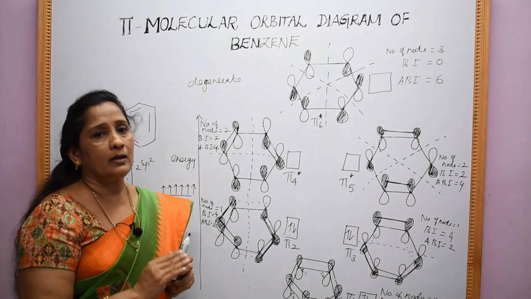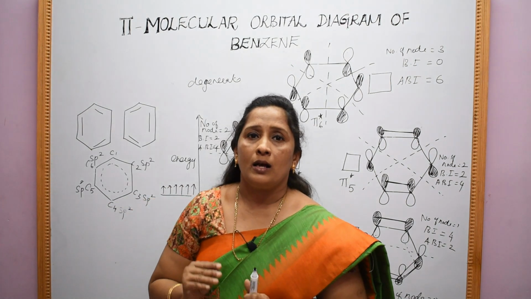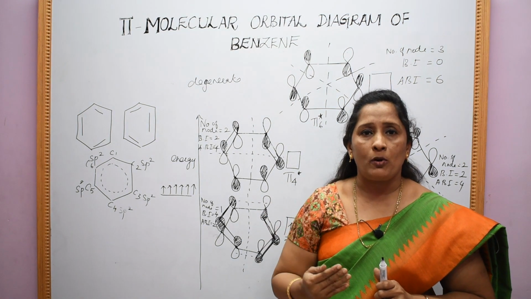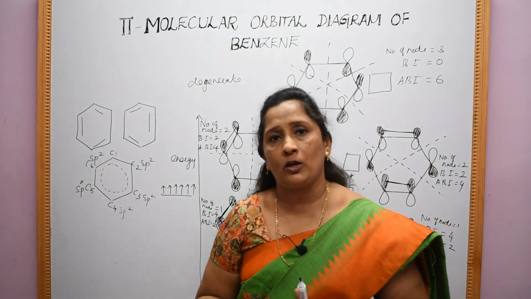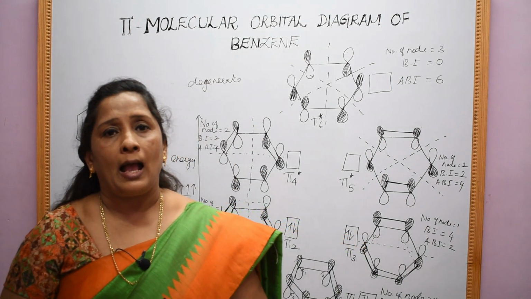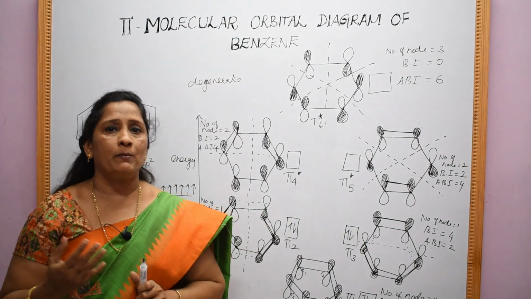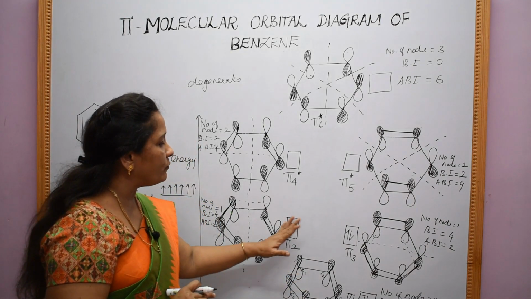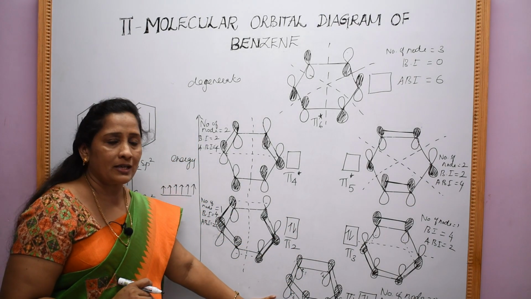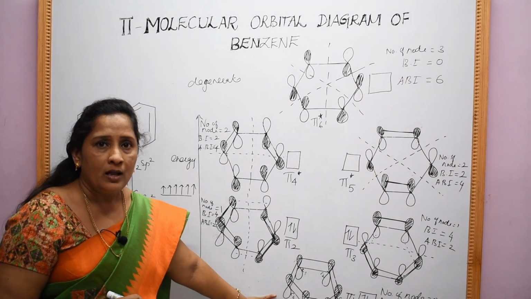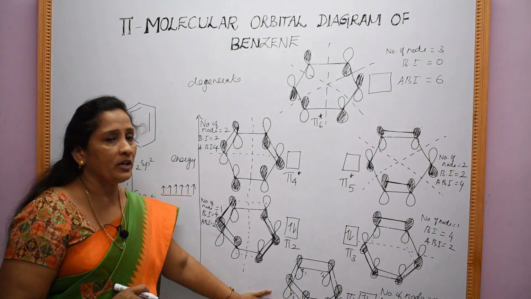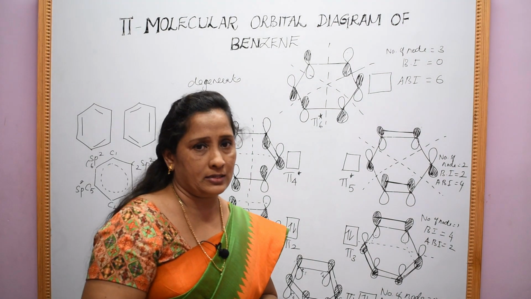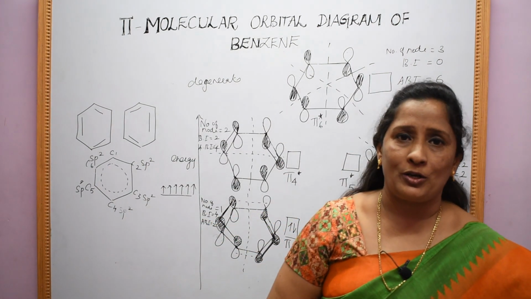So in this class we have seen the pi molecular orbital diagram of benzene. We have 6 pi molecular orbitals in the benzene ring, and out of these 6 pi molecular orbitals, 3 are bonding and 3 are anti-bonding. We have found out how many bonding and anti-bonding interactions there are in the bonding molecular orbitals, and how many bonding and anti-bonding interactions there are in the anti-bonding molecular orbitals.